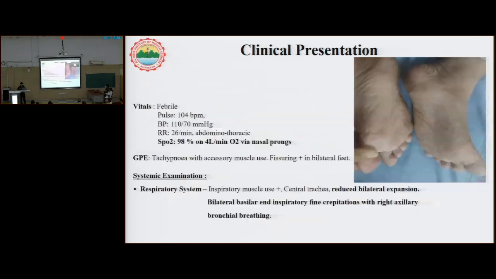At the time of presentation, he was febrile, having tachycardia, tachypnea, and required 4 liters per minute oxygen on nasal prongs to maintain oxygen saturation at 98%. On general physical examination, some mild fissuring was noticed in the bilateral feet, and on respiratory system examination, the trachea was midline with reduced bilateral chest expansion, and on auscultation, there were bilateral basilar and inspiratory fine crepitations with the presence of right axillary bronchial breathing.